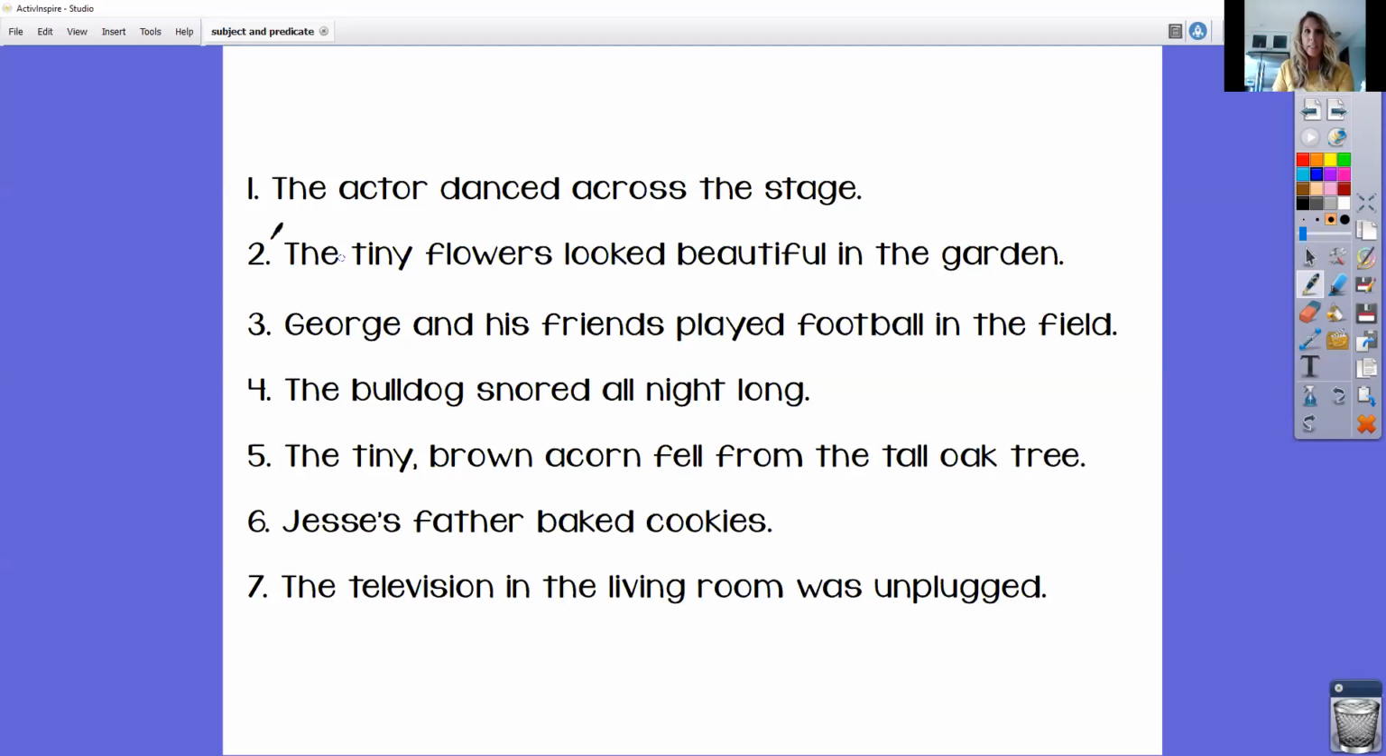So the first sentence is, the actor danced across the stage. So think in your brain to yourself, ask your question to yourself, who or what is the sentence about? Right, it's about the actor. So the actor, so we're gonna split our sentence right down the middle. So the actor is our subject, which is our noun. And then our predicate is on this side of the sentence. And what did the actor do? Danced across the stage. And we know that usually right after our subject is the verb, which is danced.